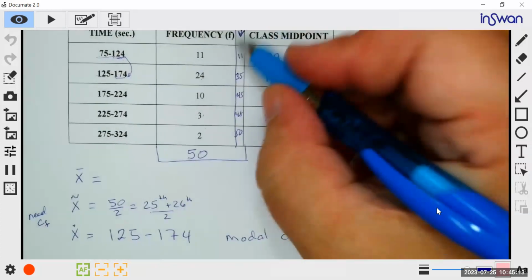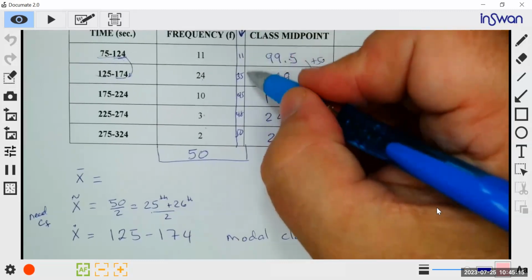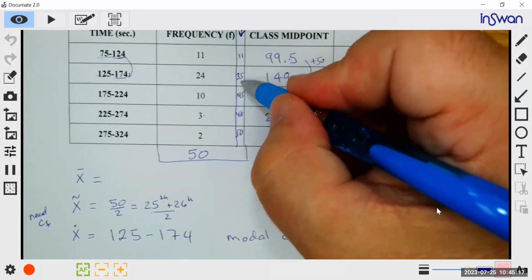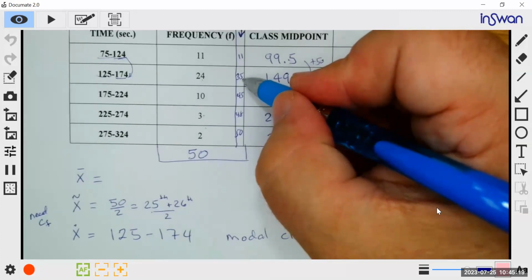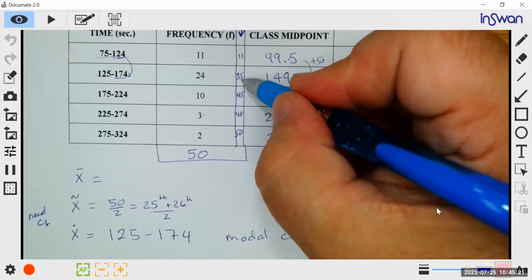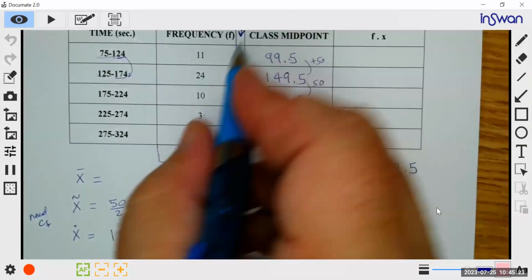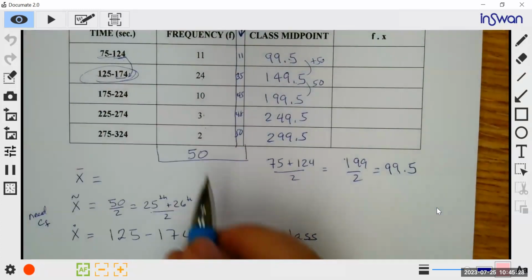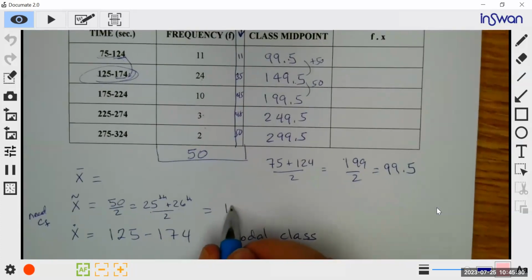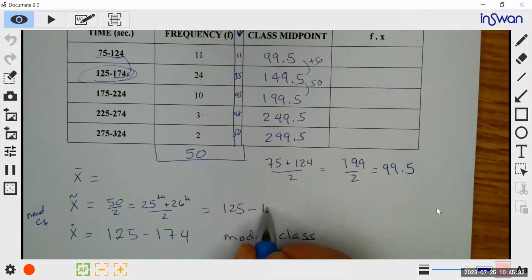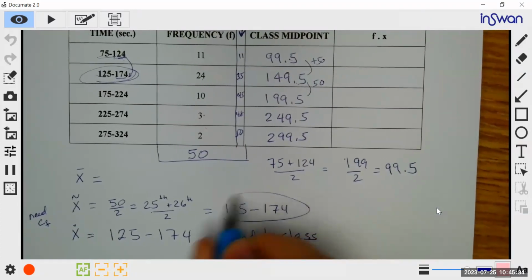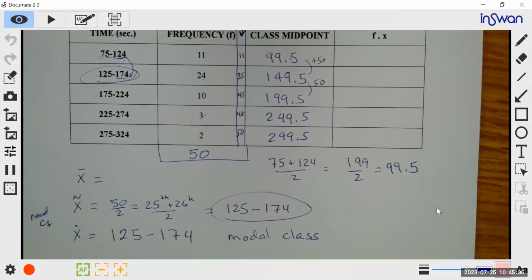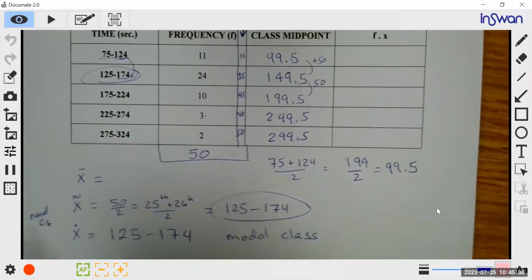Well, look at it. 25, is it bigger than 11? Is it bigger than 35? No. Is 26 bigger than 35? No. So both the 25th and 26th are inside this class. So the class is that. The median class.